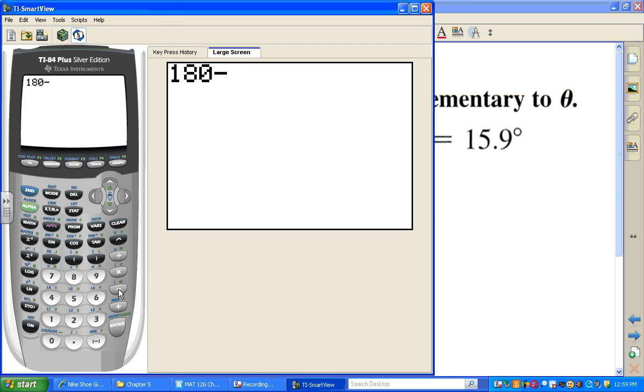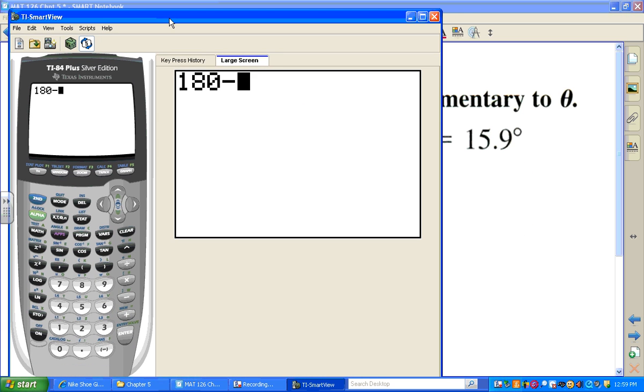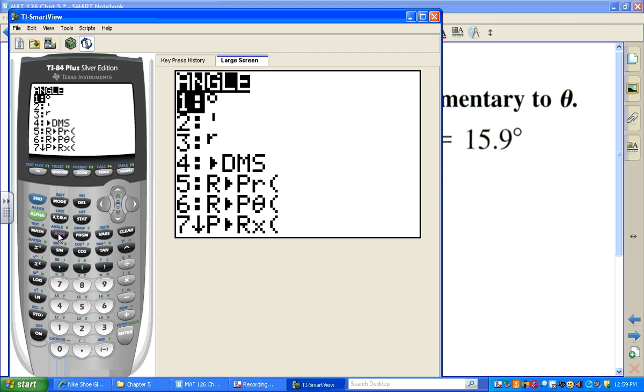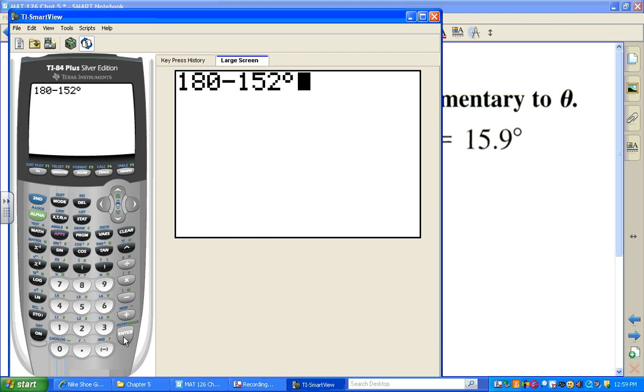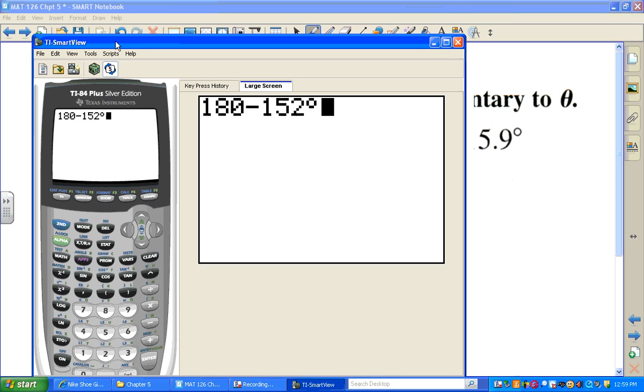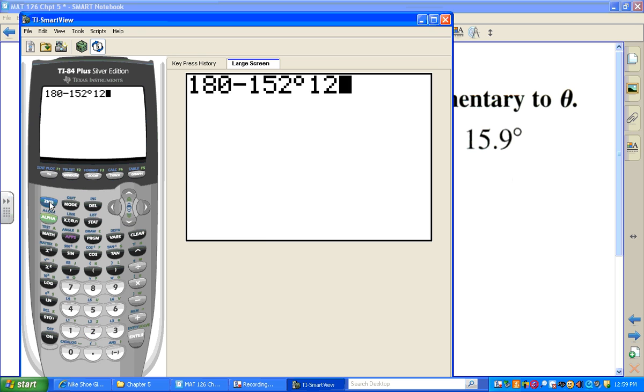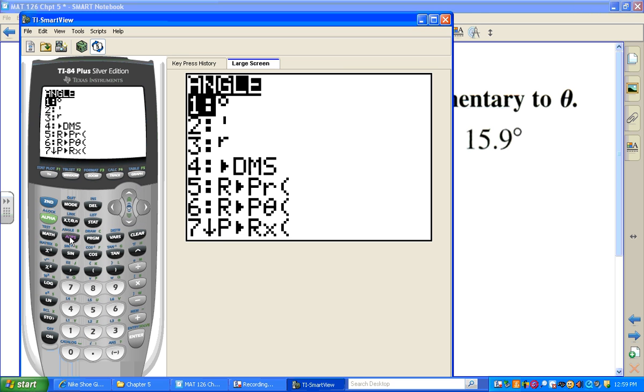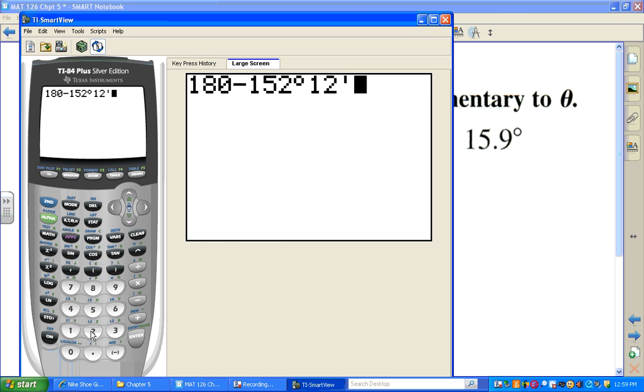Take 180, hold on, minus 152. Now, your calculator determines how you do this next part. I'm going to go to angle. I'm going to hit degree. 152 degrees, 12 seconds, and don't outthink yourself. Just wait for me. That tick mark gives me 12 minutes. Okay? Don't.